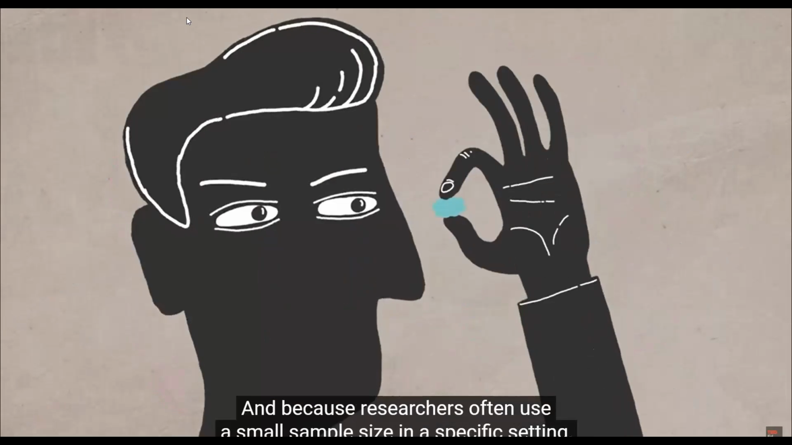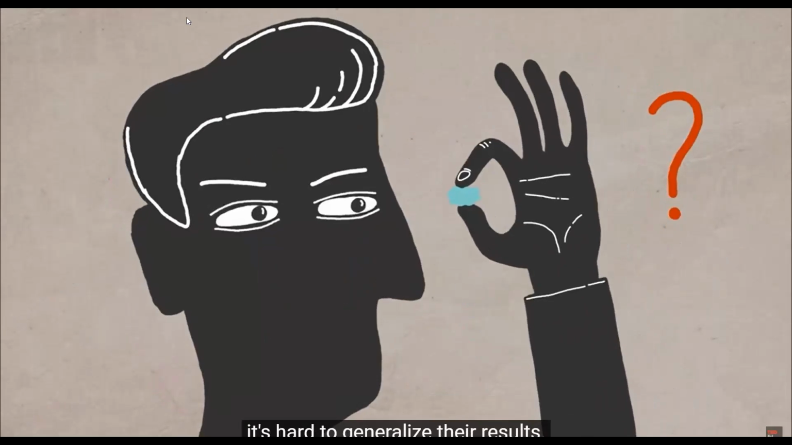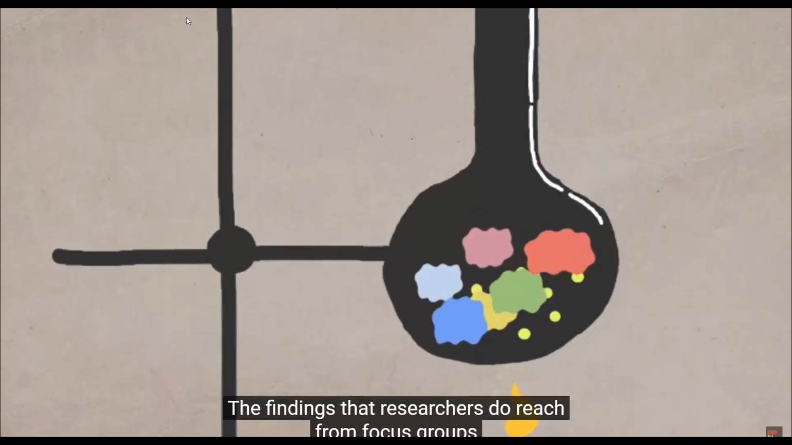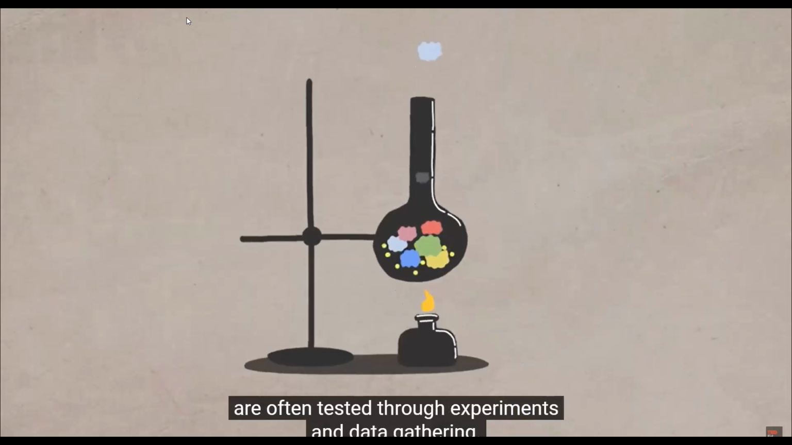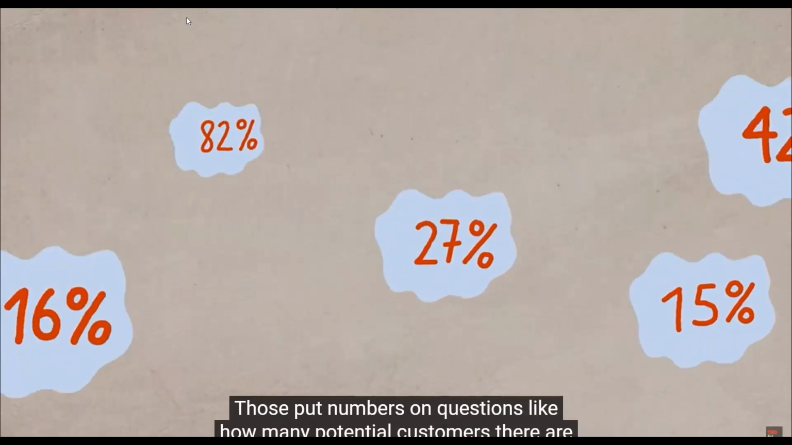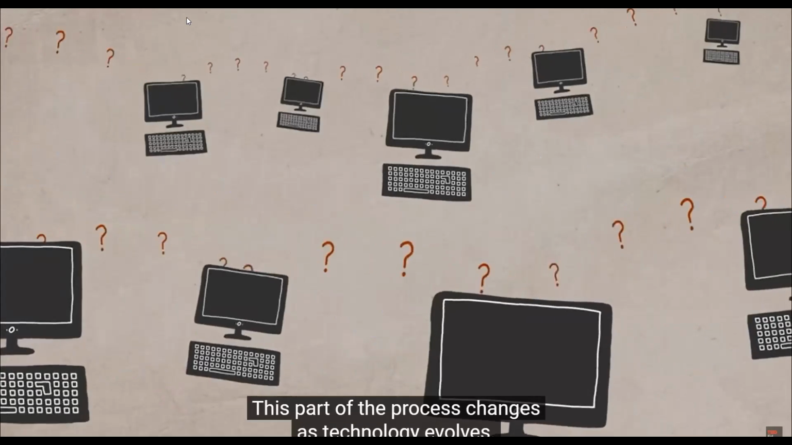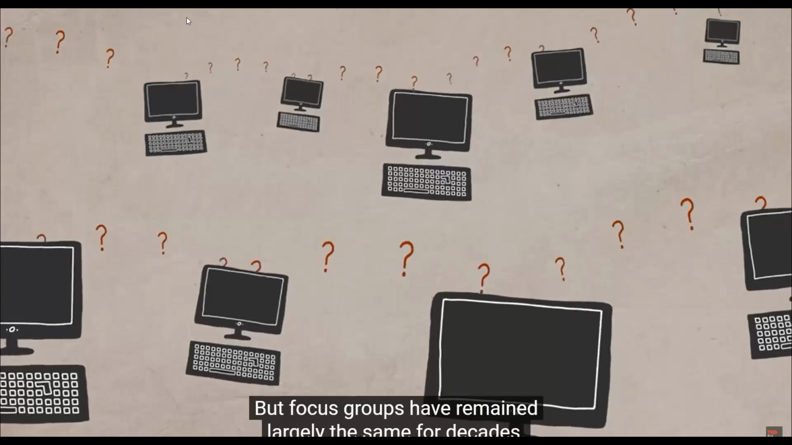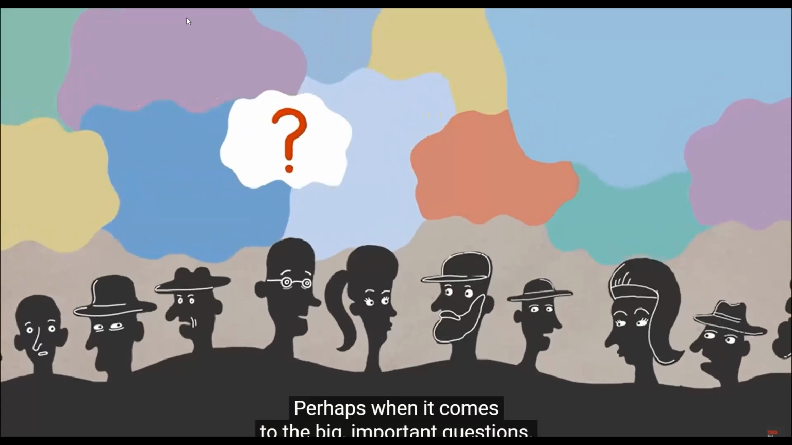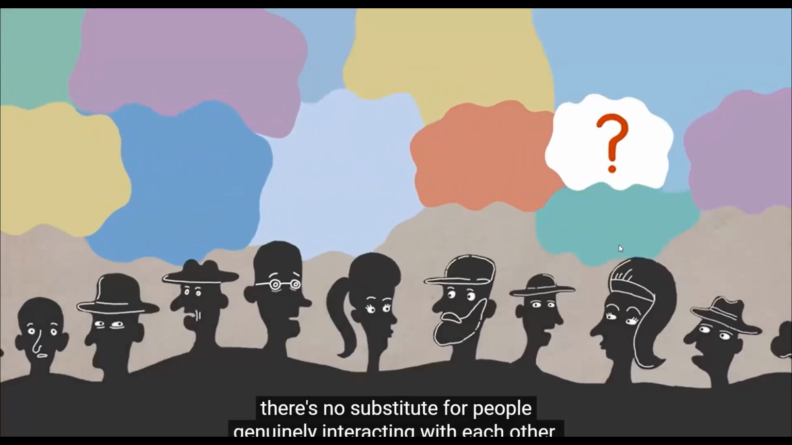And because researchers often use a small sample size in a specific setting, it's hard to generalize their results. The findings that researchers do reach from focus groups are often tested through experiments and data gathering. Those put numbers on questions like how many potential customers there are and what price they'd be willing to pay. This part of the process changes as technology evolves. But focus groups have remained largely the same for decades. Perhaps when it comes to the big important questions, there's no substitute for people genuinely interacting with each other.